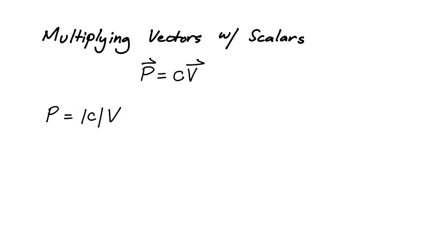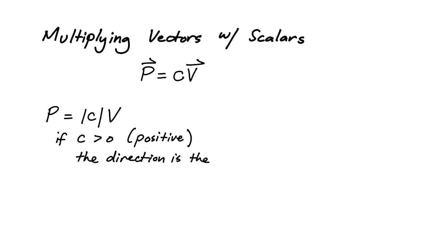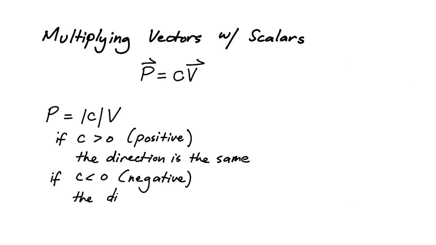Now, depending on the value ng ating scalar, it will also affect yung direction ng ating vector. So, just a guide here, if our scalar is positive, then yung direction ng product mo will be the same sa direction ng ating original vector, which is v. Kung positive, same lang siya ng direction. Now, if yung scalar na minultiply natin is negative, then the direction will now be reversed.